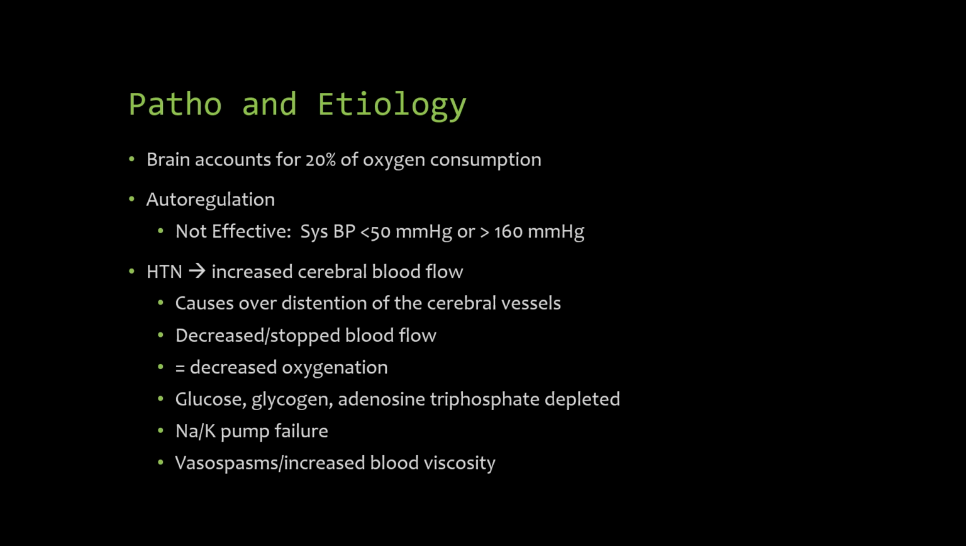We can also have decreased blood flow. Ultimately, again, if you have a problem with perfusion, usually you're going to have a connected and related concept, a problem with decreased oxygenation, all of that being very bad. Also glucose, glycogen, adenosine triphosphate start to get depleted. You can have potassium sodium pump failures. You may have vasospasms and increased blood viscosity, and that means the blood's getting thicker. And then when the blood gets thicker, what are we more prone to? I hope your brain is probably thinking clots, and that could lead us to a stroke.